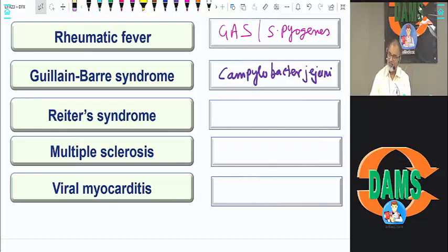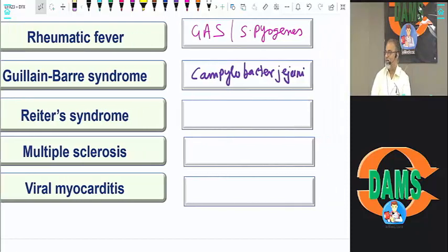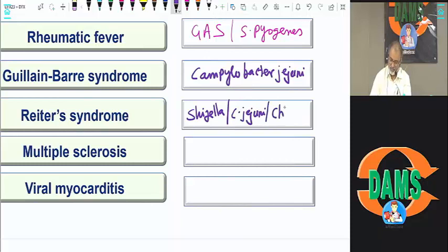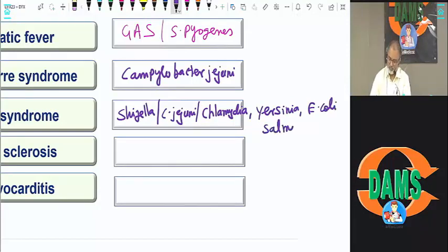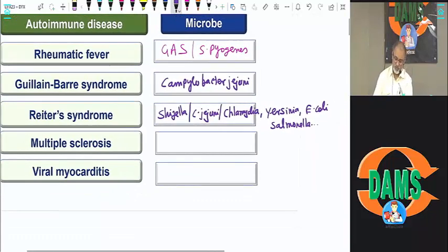Many organisms can cause it: Shigella, chlamydia, Campylobacter, many things. HLA-B27, Shigella, Campylobacter jejuni, chlamydia, many are there. Yersinia, even E. coli, Salmonella, many are there. You remember as much as possible.